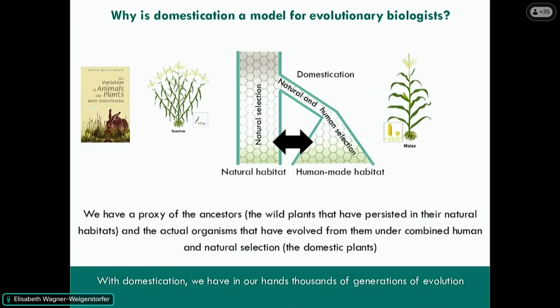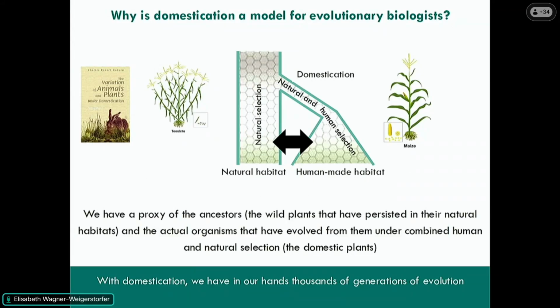So now, why is domestication a model for evolutionary biology? So domestication has been proposed as a model by Charles Darwin. He actually wrote a whole book about it called The Variation of Animals and Plants Under Domestication. And why is it a good model? Because in a way, you have a proxy for the ancestors, right? So the wild plants have, for most crops, still persisted in their natural habitat. So you can still find them today. And you can compare them to the actual organisms, the crops that are derived from them, that have evolved from them under the combined human and natural selection.